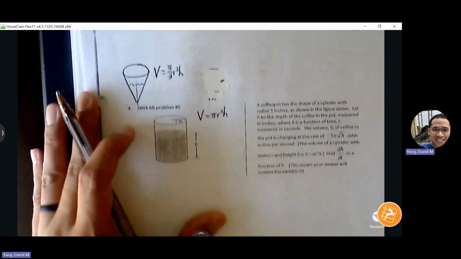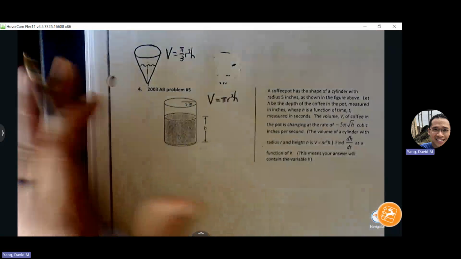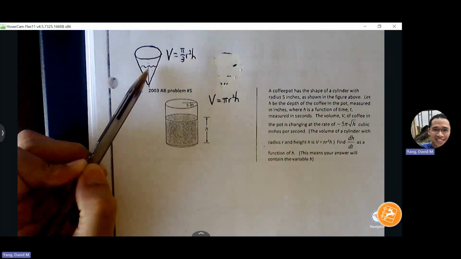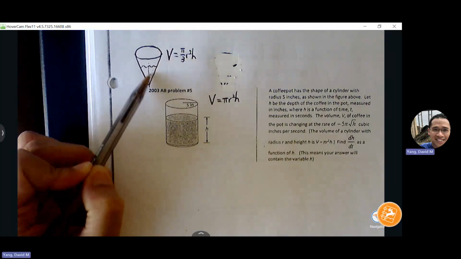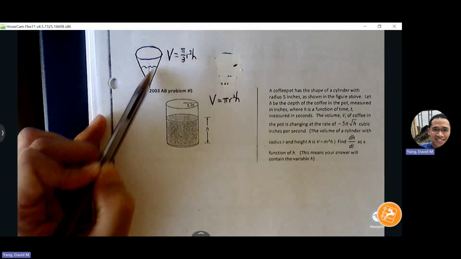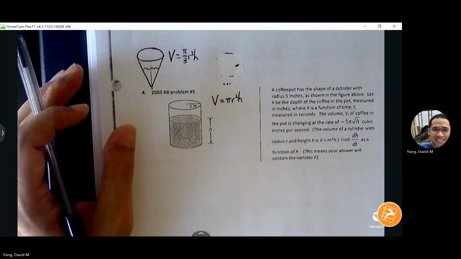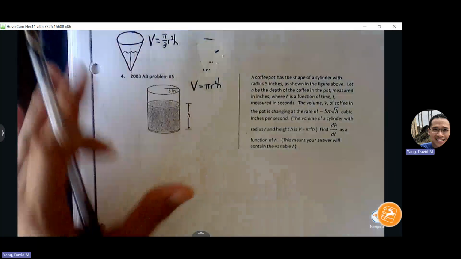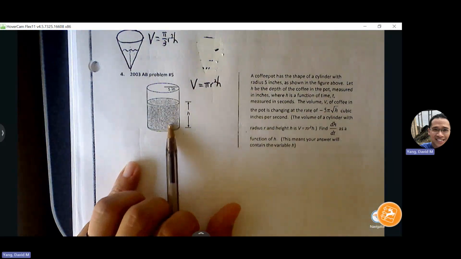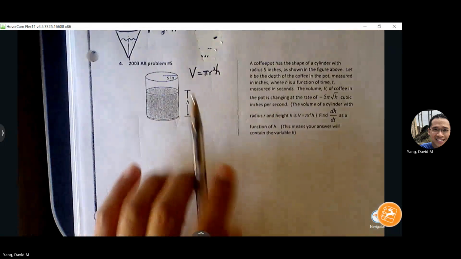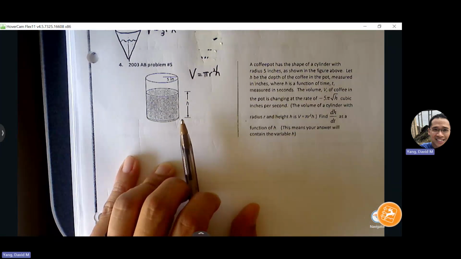Okay, so we talked about cones. This is on page 15. We talked about cones and how we have to go through a similar triangle because radius and height are both changing, and there are too many variables, and we want to get one in terms of the other. Now I want to talk about cylinders here.